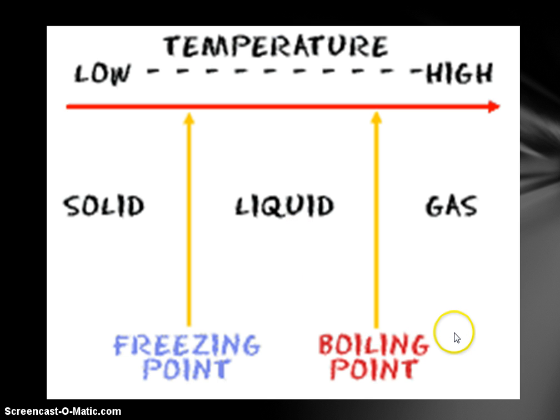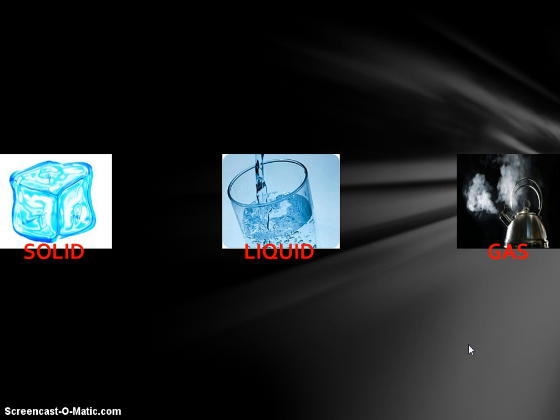Make sure that you fill in this whole chart. And then we have these pictures here. So again, we have our solid. We're going to use water as our example. So solid water is an ice cube. Liquid water is liquid water. And then we have a gas, and the gas state of water is steam.